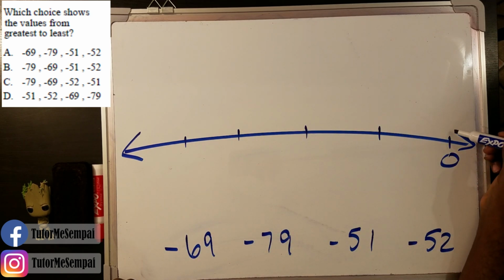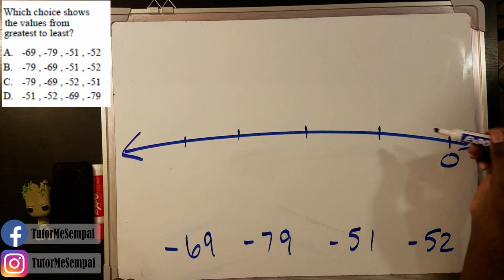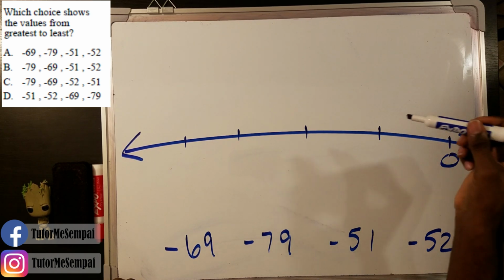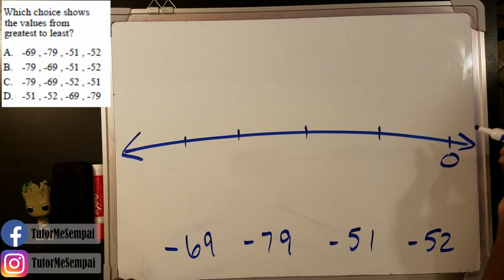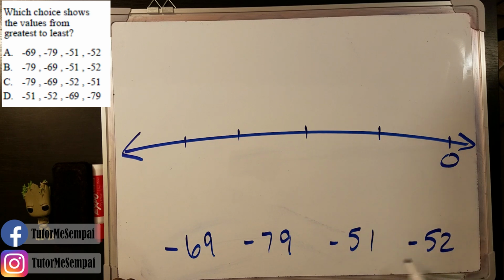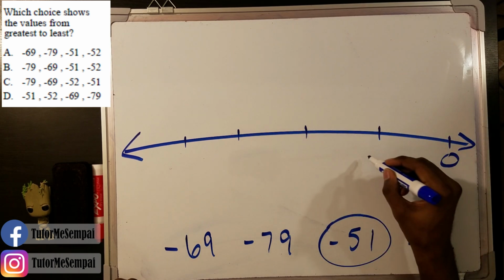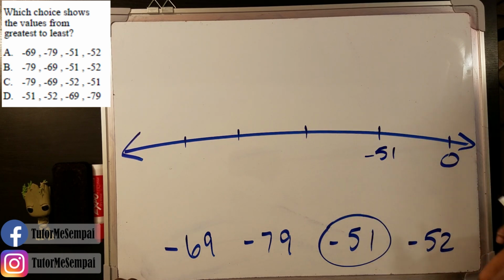So we can just simply count. 1, 2, 3. And understand as we're counting, we're really putting a negative there because we're going to the left. So 1, 2, 3, 4, 5. Which one are we going to get first out of all of these? If you ignore the negatives, which number are you going to get first when you're counting from 0? Well, you're going to get 51, right? And because we're looking at the negative numbers, we're going to run into -51 first.